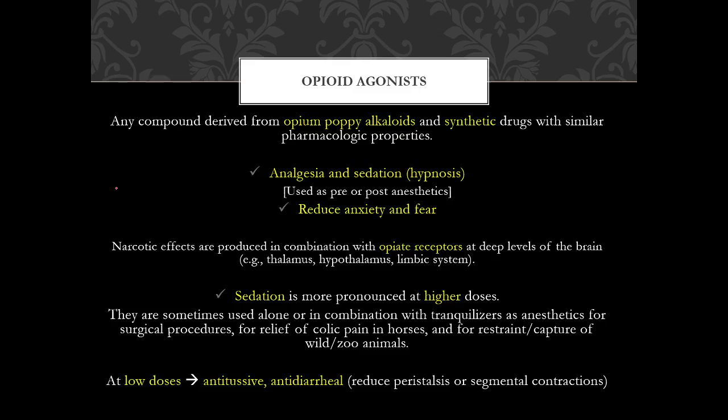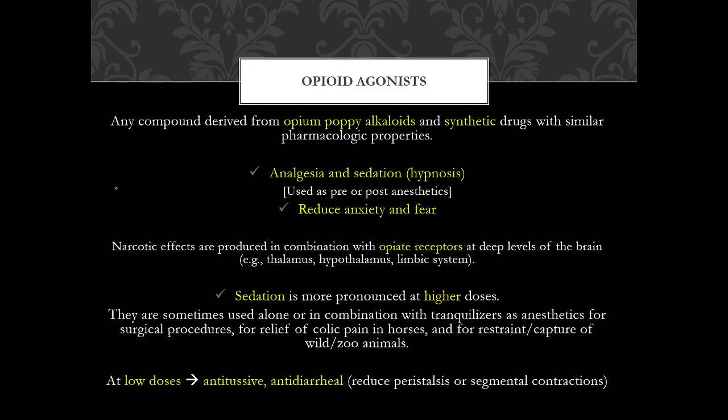Opioids, opioid agonists. These are drugs that cause an overall good feeling in the body: analgesia, sedation, and reduced anxiety and fear. Any compound that's derived from the opium poppy alkaloids, and synthetic drugs with similar pharmacologic properties. So analgesia and sedation, kind of a hypnotic thing. They can come out of it. They're not completely asleep. And it also reduces anxiety and fear. It's used as pre or post anesthetics.